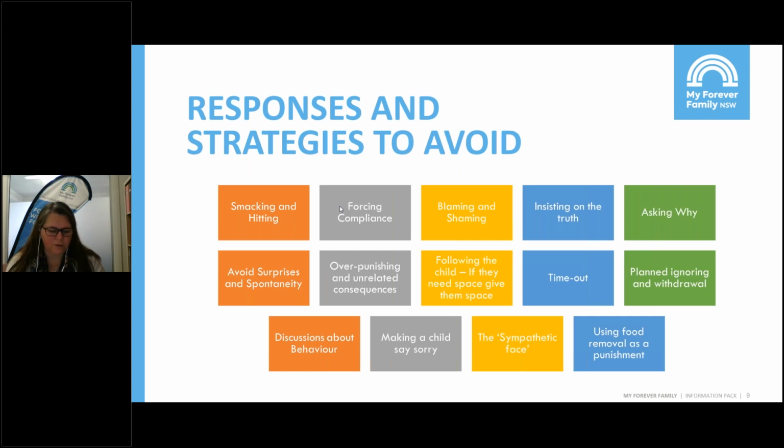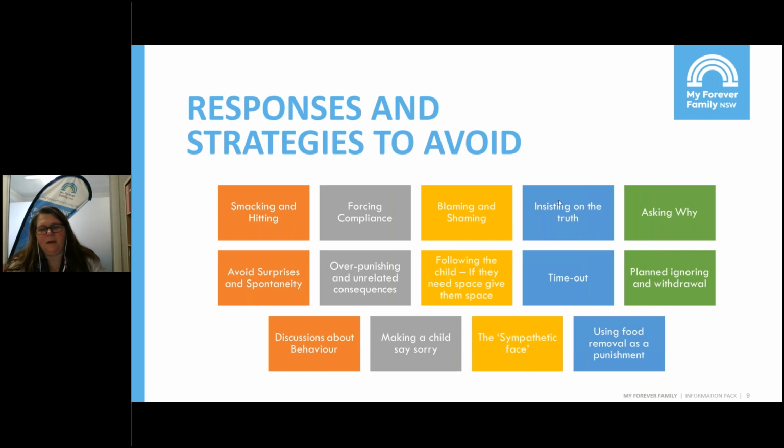We can't hold on to the child and force them to move where we want them to be. It will actually activate that child's fear response rather than following with you and doing what they need to do. Blaming and shaming, so reminding a child that they did something, saying that in front of others, is actually going to reinforce the child's behaviour, and you're going to have very little likelihood of changing that.